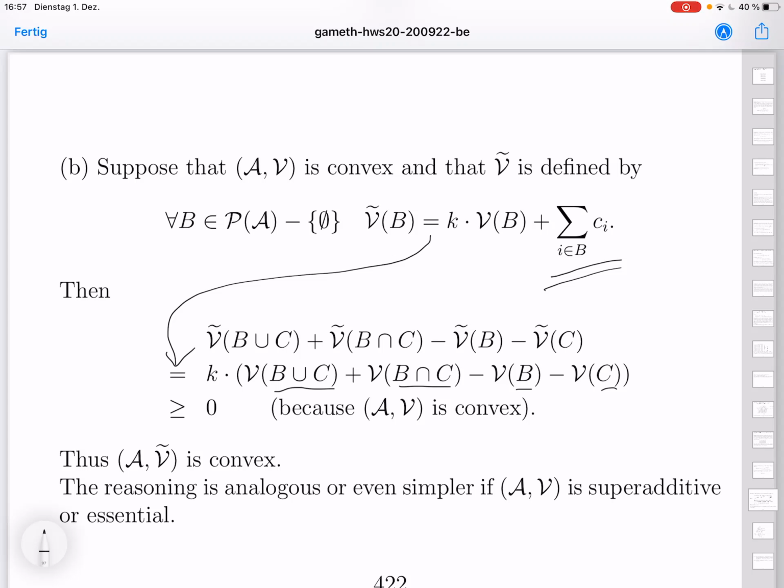So then the difference, or the sum which we have here, is bigger or equal to 0, because the original game was convex and k is positive, so also k times this difference is non-negative. That tells us that this new strategically equivalent game with tilde is also convex. So this was the most difficult case. For the superadditive case it is easier, and also for the essential case it's easier. I will not go through those proofs here.